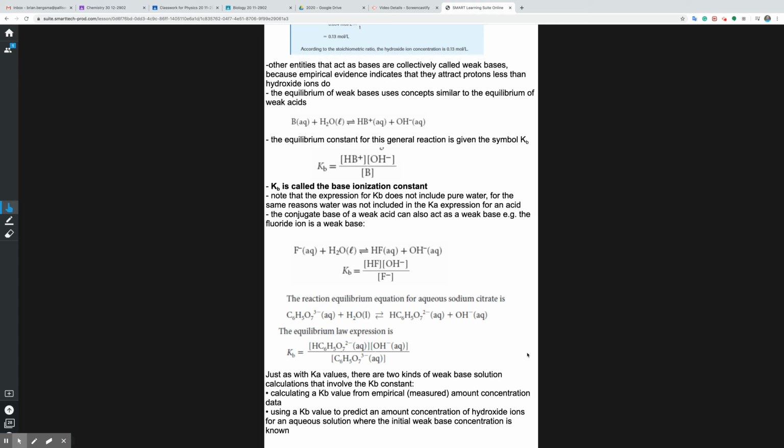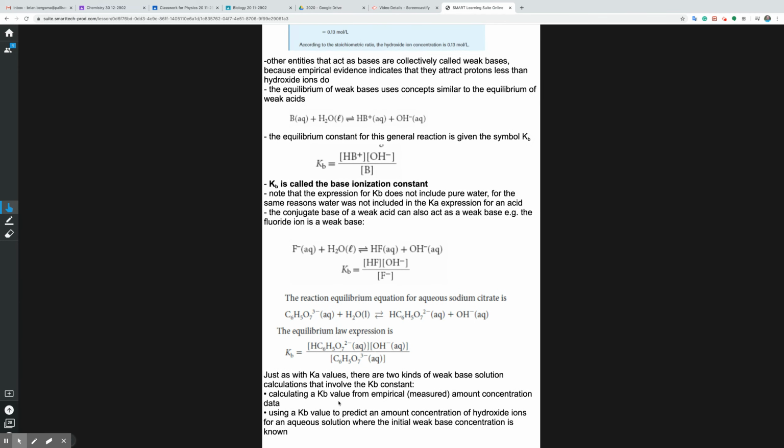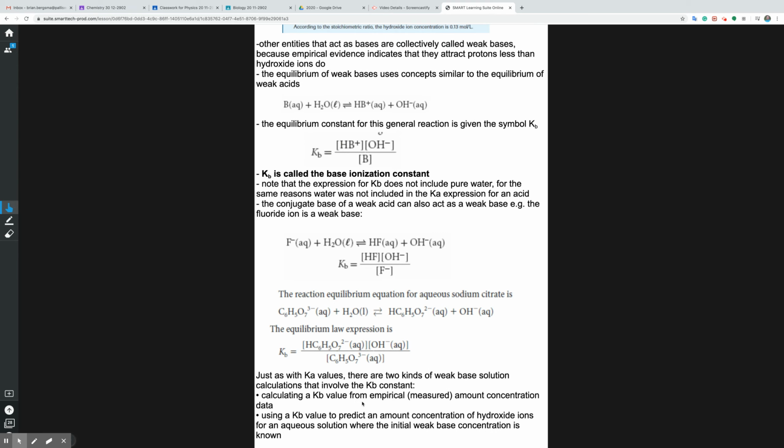Okay, just as is the case with all our Ka values, there are two kinds of weak base solution calculations that involve the Kb constant. We can calculate the Kb constant from empirically measured amount concentration data at equilibrium, or we can use a Kb value to predict the amount concentration of hydroxide ions for a known solution where the initial weak base concentration is known. So this first one can be like from ICE tables and so on. This one is kind of working backwards. We're given the Kb, and we might have to use x squared over the initial concentration and solve for it.